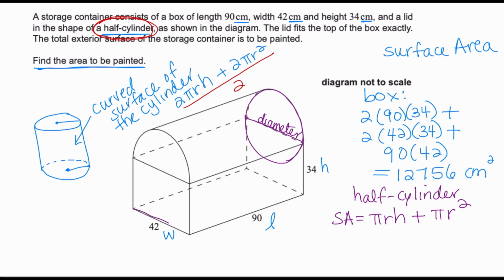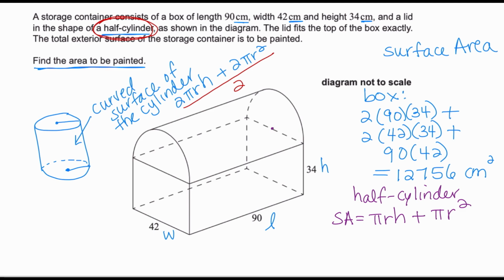Because here, this is 42, that means that this is 42. That means the diameter of my circle for the cylinder is also going to be 42, which means the radius is going to be half, which is 21. And that honestly is one of the more challenging parts about this problem. It's not so much that you don't know how to find the surface area of a half cylinder. It's that you're going to be sitting there trying to figure out, wait a minute, what's the radius?